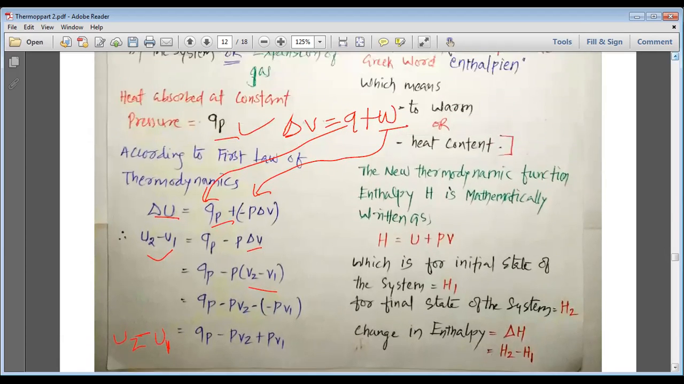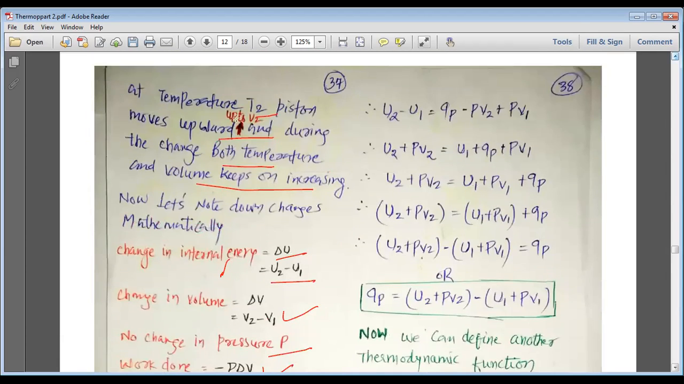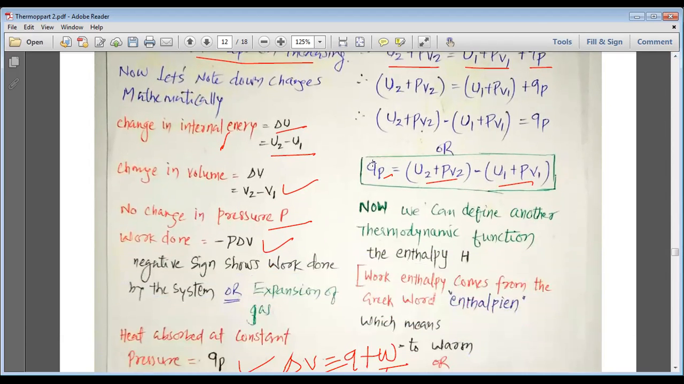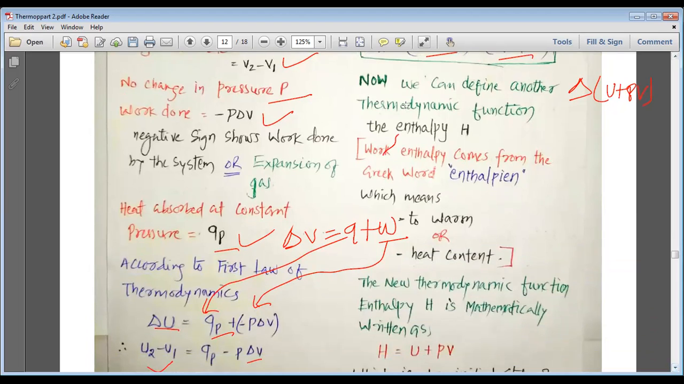Again, on further simplification, my dear students, we find that U2 plus PV2 is U1 plus PV1 plus QP, and finally QP is equal to (U2 plus PV2) minus (U1 plus PV1). Ultimately, we call it delta (U plus PV). And this is what makes us introduce a new thermodynamic function.